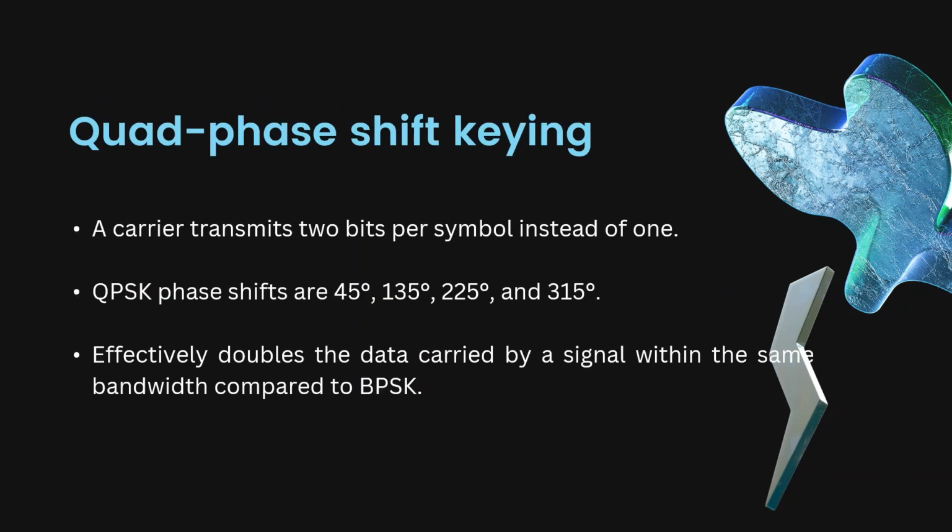Next, we have quad phase shift keying. It can be said to be a better version of BPSK because a carrier of QPSK transmits 2 bits per symbol instead of 1, and QPSK has phase shifts of 45 degrees, 135 degrees, 225 degrees, and 315 degrees, with 90 degrees phase shift each. It effectively doubles the data carried by a signal within the same bandwidth compared to binary phase shift keying.